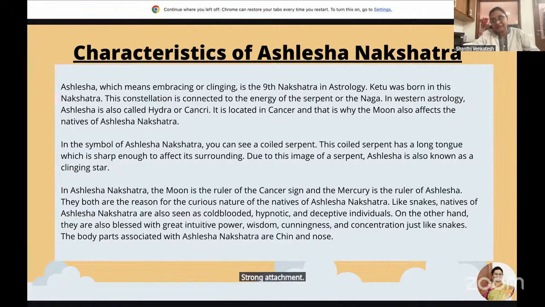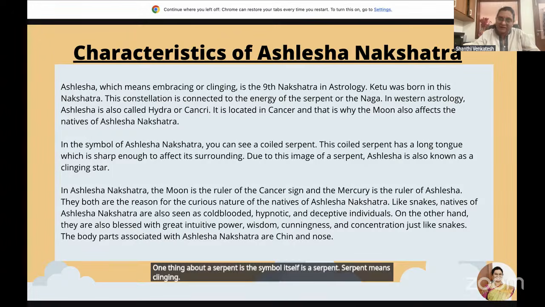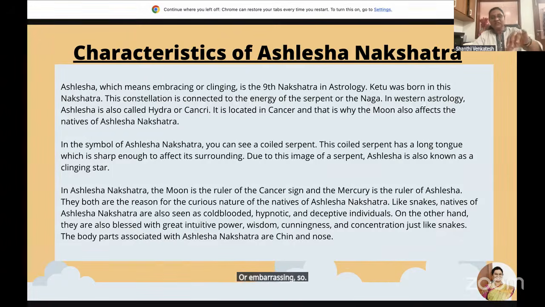Strong attachment. One thing about a serpent is the symbol itself is a serpent. Serpent means clinging or embracing. So if you see a snake, it will always protect its territory. In the same way, Ashlesha people will be very, very protective about the people they consider their own. And the serpent symbol itself indicates that they have a strong tendency to hold on tightly. It can either be to people, to relationships, or even to some material things. They are very, very possessive.